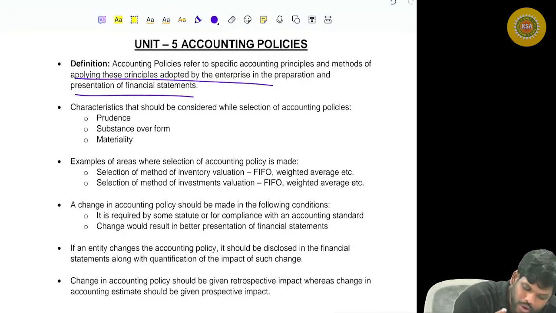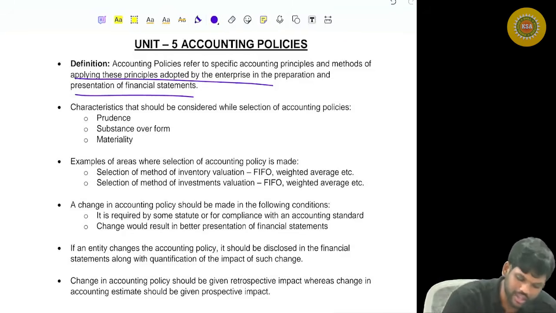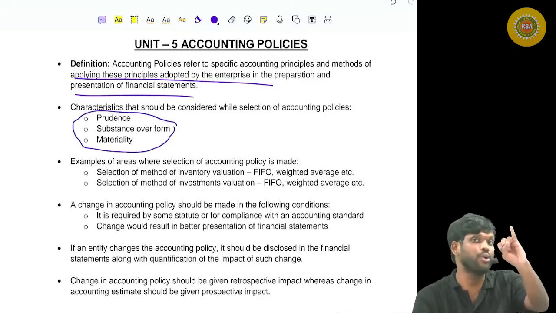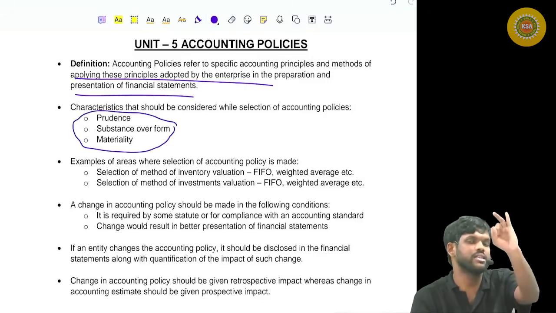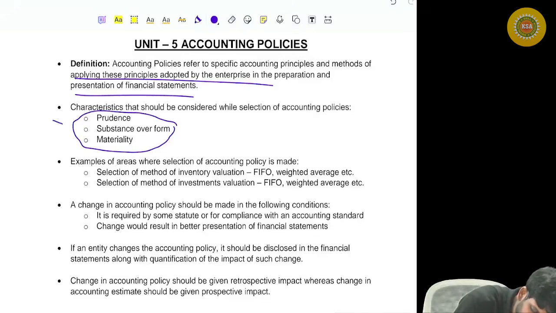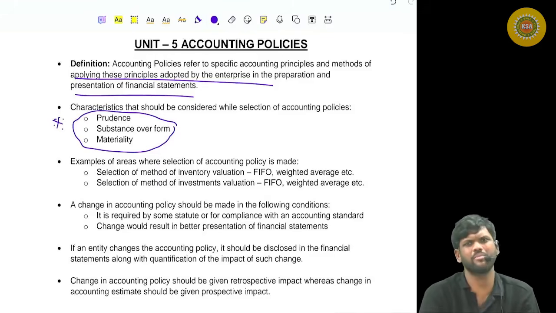Okay, when you take a decision on which accounting policy to select, you should consider these 3 factors. Sir, what are the 3 factors? Prudence or conservatism, you should consider substance over form, and you should also consider materiality. Take a look at these side headings once, this is also important. Sir, where all will we do this kind of accounting policy selection, sir?